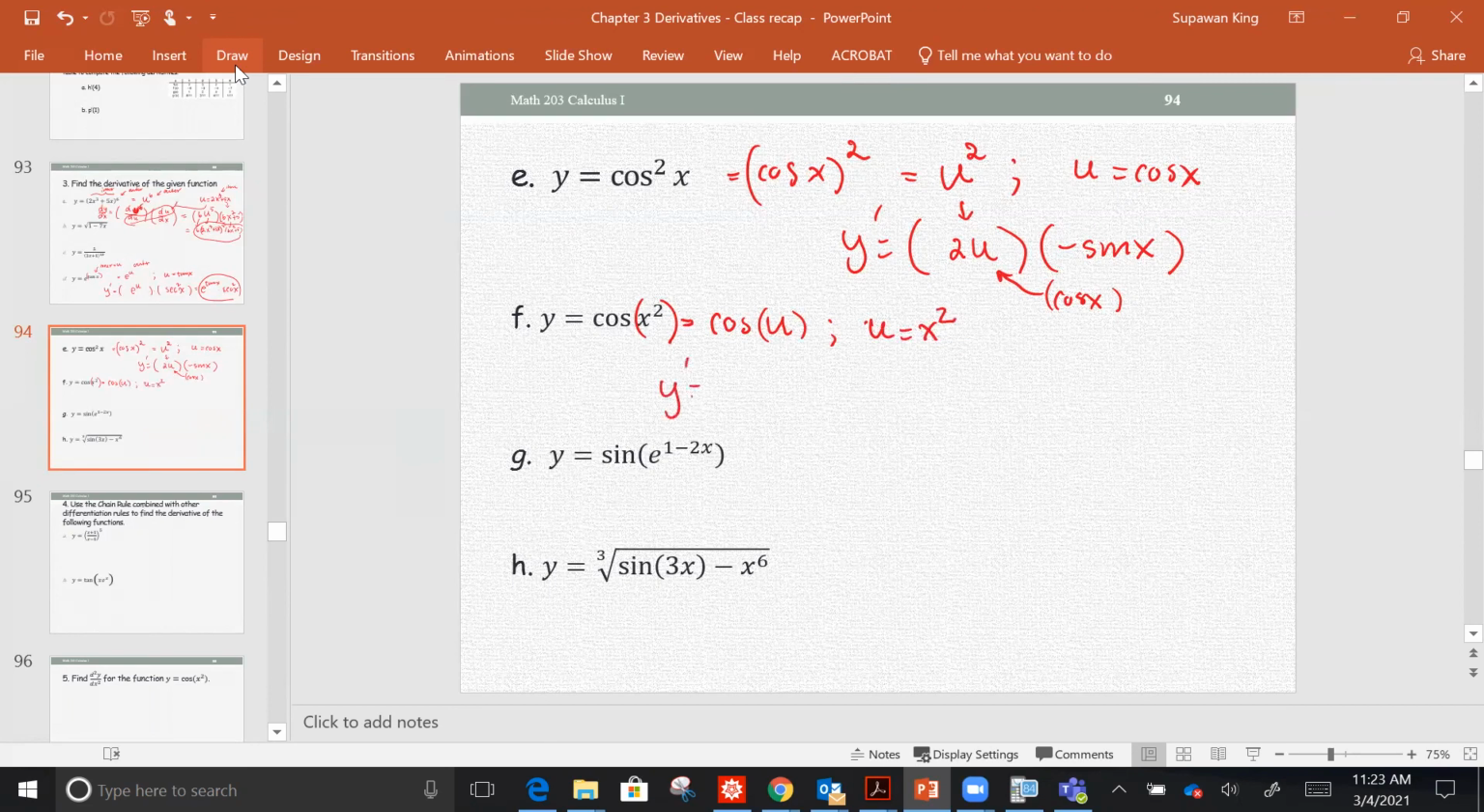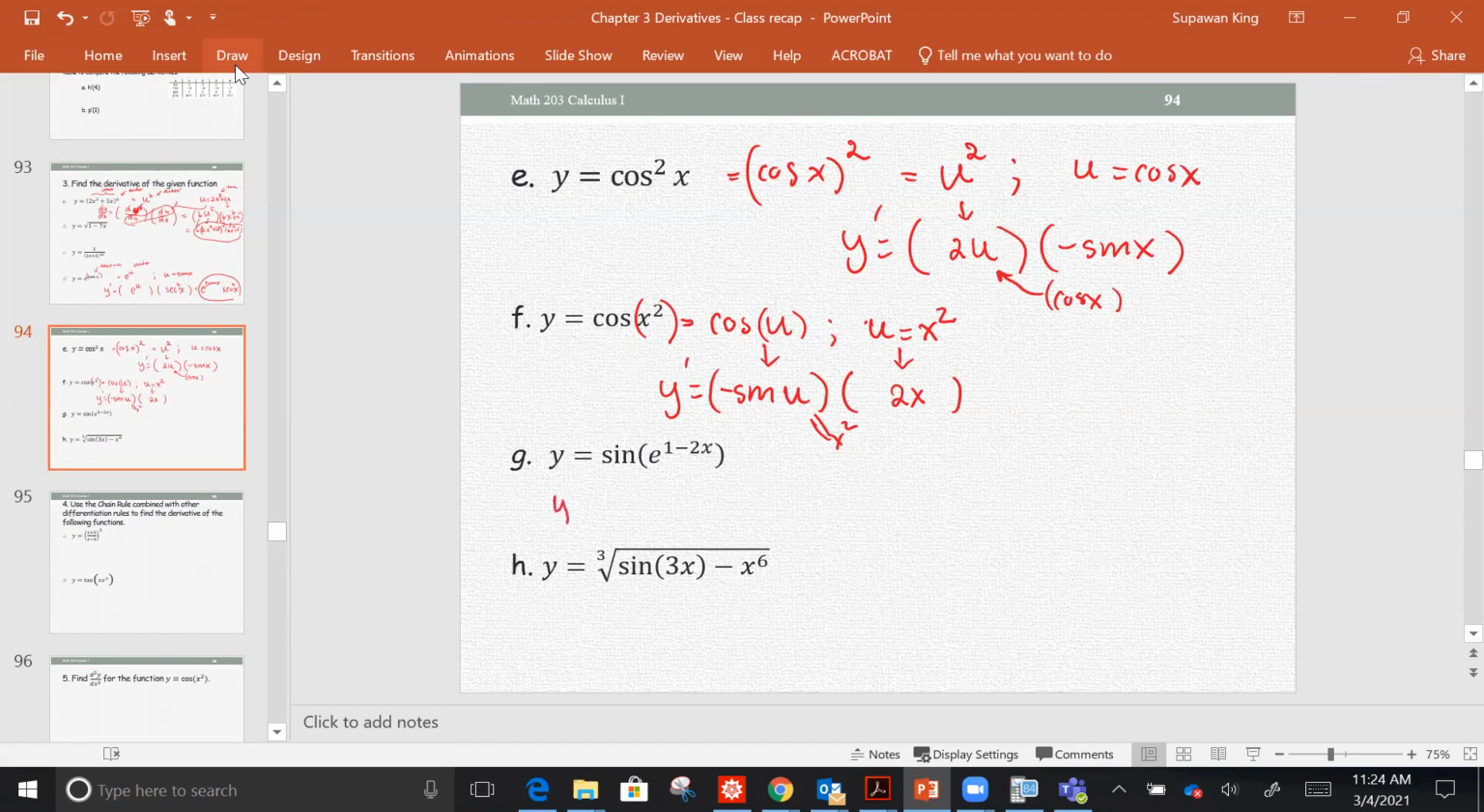The derivative is the derivative of the outer multiplied by the derivative of the inner. This is negative sine of the u, times the derivative of the u, which is 2x, and change the u in terms of x squared, and you are done.